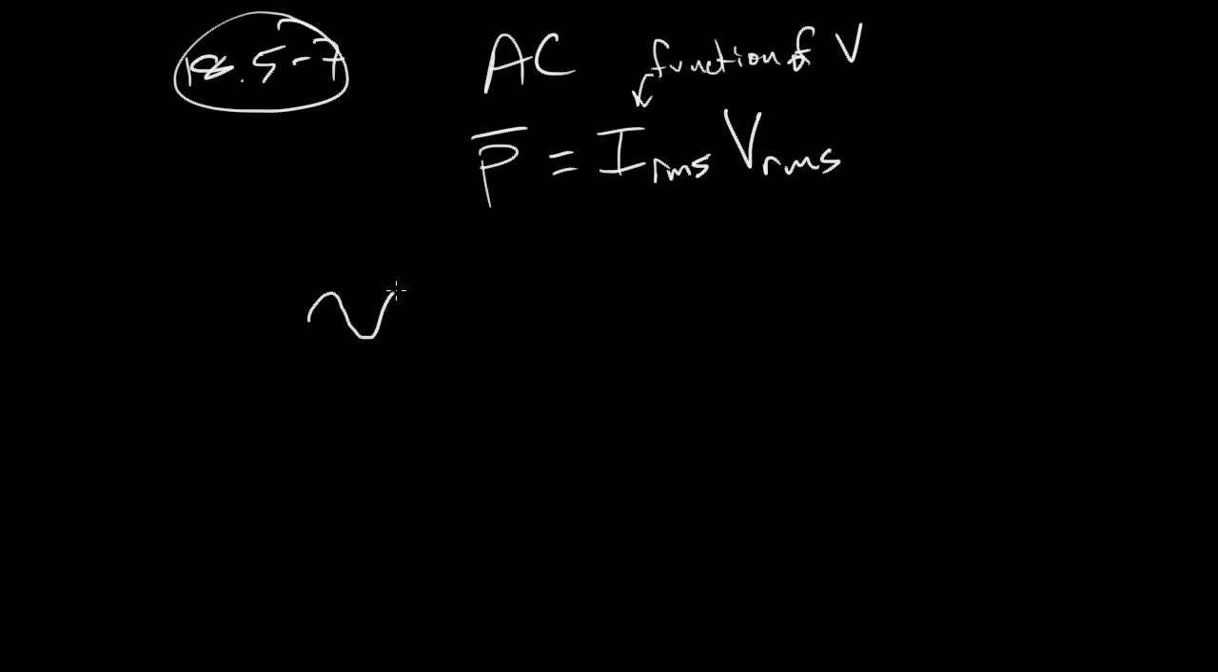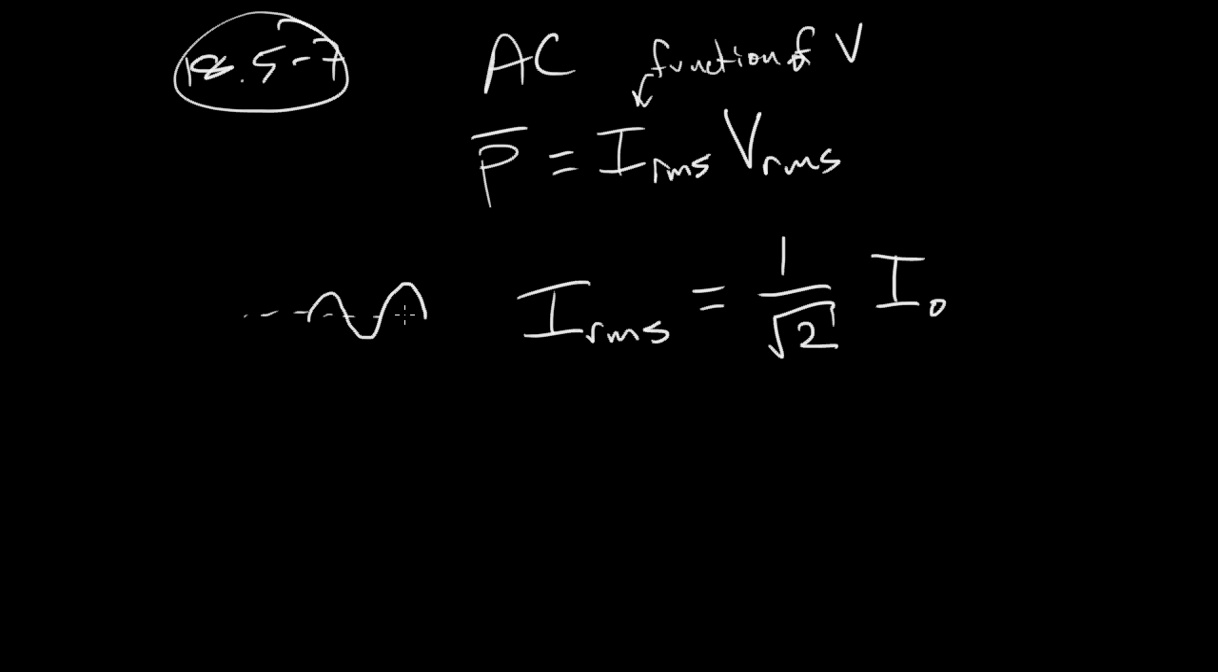For sine waves, IRMS or VRMS or anything RMS, if it's a sine wave, is just 1 over the square root of 2 times the maximum that it ever reaches. If this is 0, this would be I naught up here at the top. Just in case it's been a while, 1 over the square root of 2 is about 0.71 approximately.